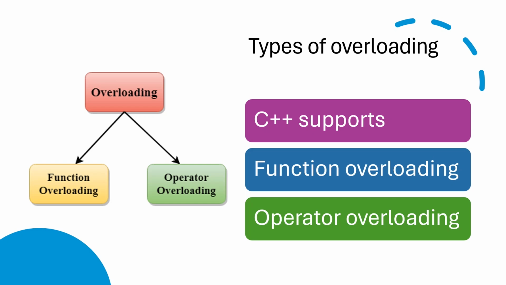Types of overloading. Overloading is divided into two types. One is function overloading, another is operator overloading. Function overloading means we are using multiple functions where the function name will be the same, but the parameters or arguments will be different. In operator overloading, we are overloading the operator, so the operators can perform different operations. So these are the types of overloading.